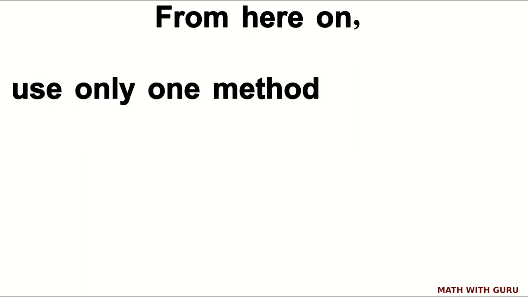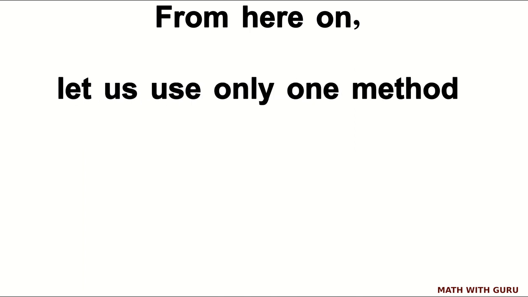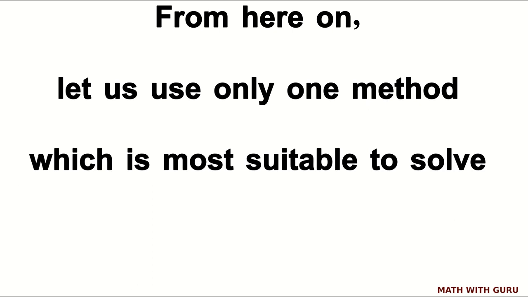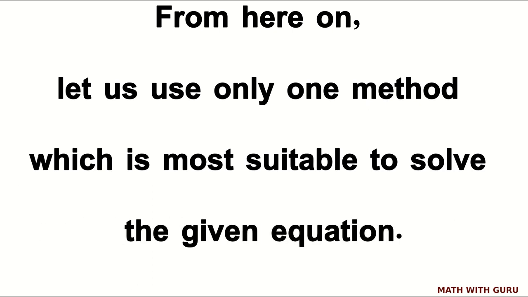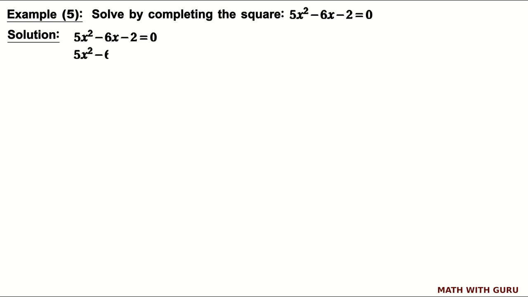From here on, let us use only one method which is most suitable to solve the given equation. Example 5. Solve by completing the square. 5x squared minus 6x minus 2 equals 0. Here the coefficient of x squared, the leading coefficient, is 5. Therefore, second method would be suitable here. Bring minus 2 to the right hand side. A is 5, 4a equals 4 into 5 equals 20.